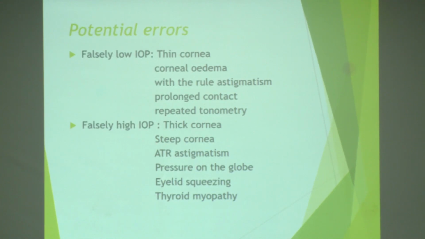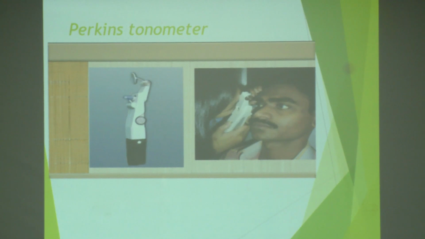The sources of error: falsely low IOP in case of thin cornea, with-the-rule astigmatism, prolonged contact and repeat tonometry, because there is softening of the eyeball. And falsely high IOP in case of thick cornea, steep cornea, and against-the-rule astigmatism. Sometimes we put too much pressure on the globe. That will lead to falsely high IOP. Sometimes there is excessive squeezing of the eyeball by the patient. It also leads to an increase in the IOP, and also in case of thyroid myopathy, because there is restriction of the extraocular movements.